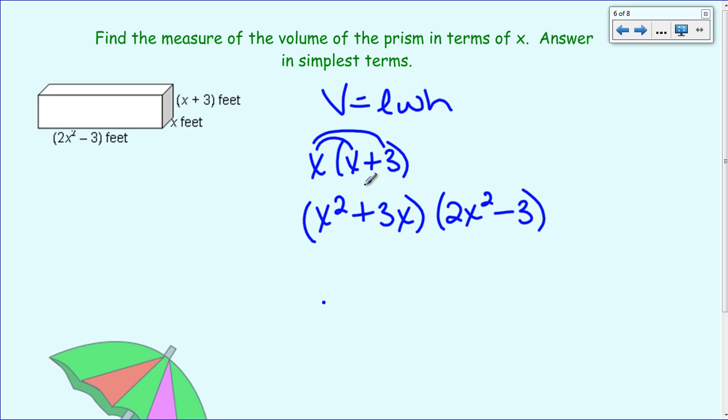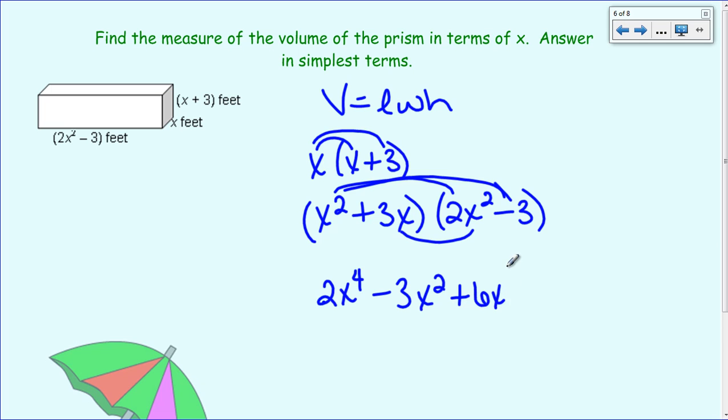So now I double distribute just like I was doing before. X squared times 2x squared becomes 2x to the 4th. So I have to add those exponents. X squared times negative 3 becomes negative 3x squared. Then 3x times 2x squared becomes 6x to the 3rd. And then 3x times negative 3 becomes minus 9x.